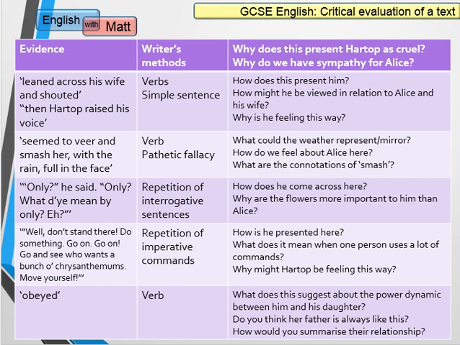I'm not going to go through all of these with you now, because you can obviously pause this video and look at these yourself and discuss or plan this yourself. But if we look perhaps at that middle section, the repetition of interrogative sentences, what you could write is, well, how does he come across here? Why are the flowers more important to him than Alice, for example?